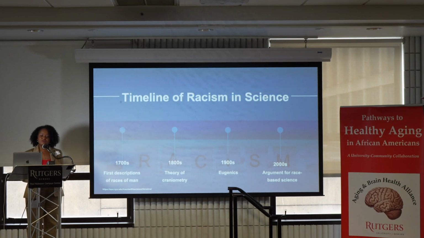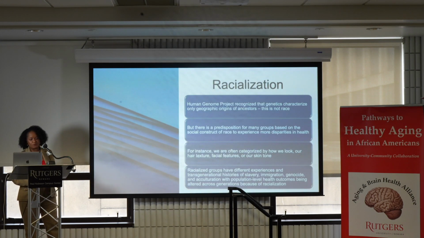So how can we make changes if we don't acknowledge the impact of what's going on around us? Racialization is another term that is often used when we think about the context of studying race and disparities, especially those that impact the Black community. The Human Genome Project recognized that there are genetic characteristics that exist, and many of those exist based on our ancestry, which is not race, right? But there is also the predisposition that some groups, based on the social construct of race, experience more disparities.